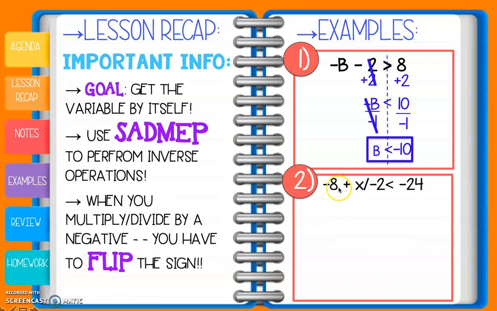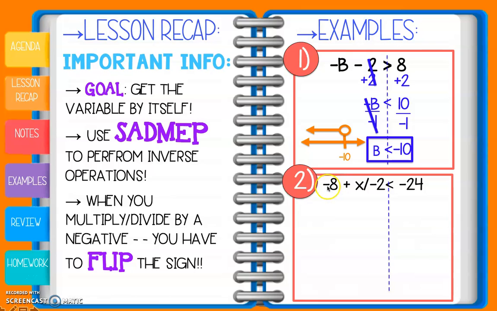Number 2 is negative 8 plus x divided by negative 2 is less than negative 24. Oh, my bad. Forgot to graph my solution set here. Open circle, line to the left. Back down to number 2. Number 2, we're going to draw our line through the inequality symbol. And then we're going to use SADMEP to help us solve.